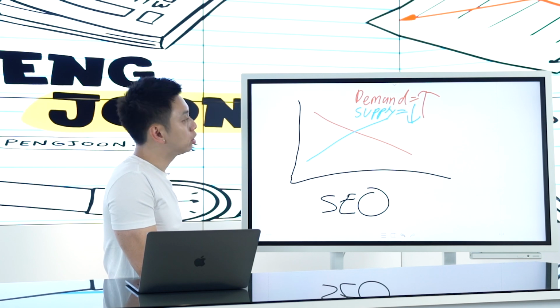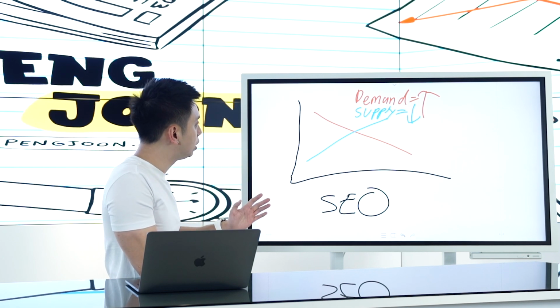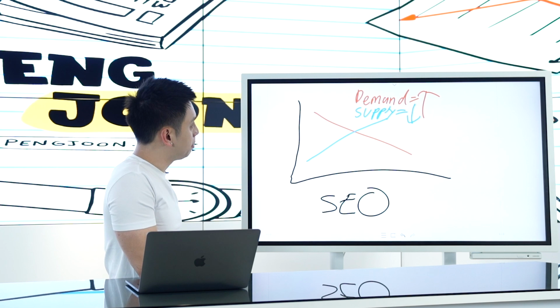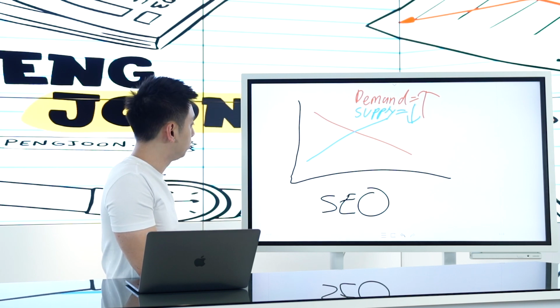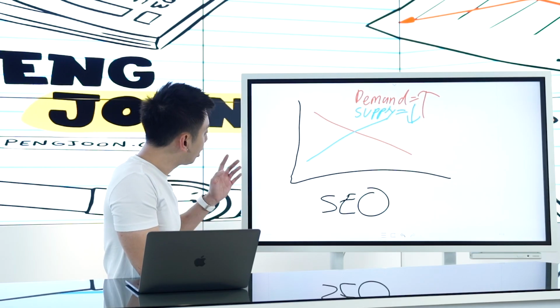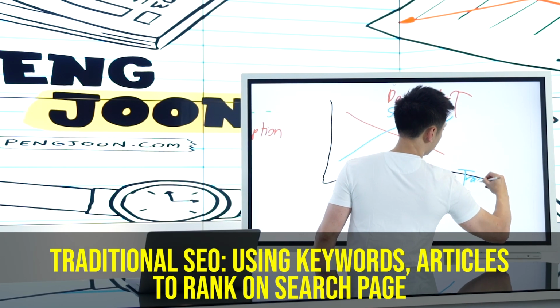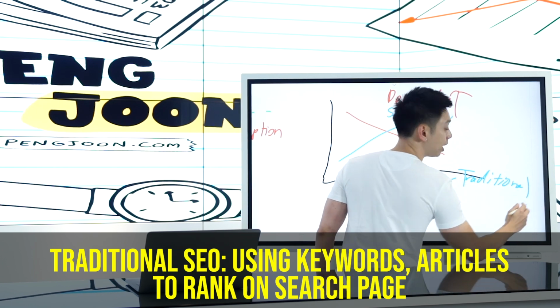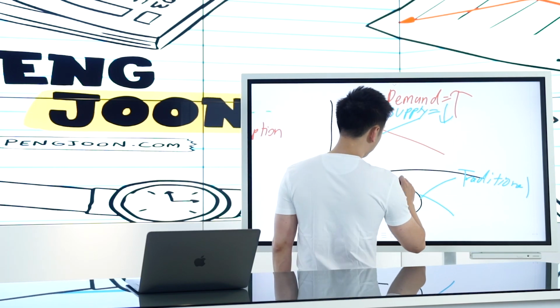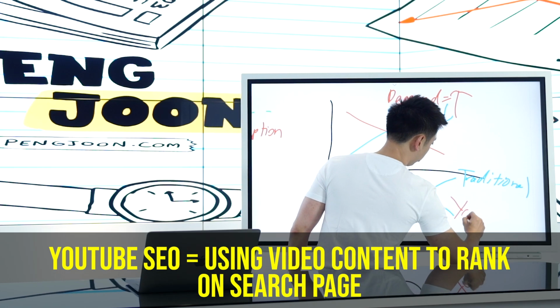Now, if you take a look at this chart and try to understand this piece here, what happens to any piece of commodity when demand increases and supply falls? Does it become more valuable or less valuable? It becomes more valuable, right? So in other words, there's two types of SEO, right? It could be the traditional SEO, which is trying to rank on a search engine using articles for your website, or this could be YouTube or video SEO.